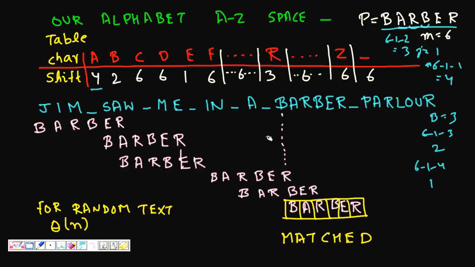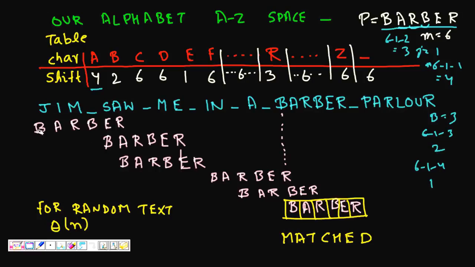So now let's get started with the example which will help you understand everything in a nutshell. Jim saw me in a barber parlor. Okay, so this is the sentence, the text. Jim saw me in a barber parlor. Okay, so he found me. But now you have to find, is the pattern barber present? Okay, Jim found me, but you have to find barber in this string.